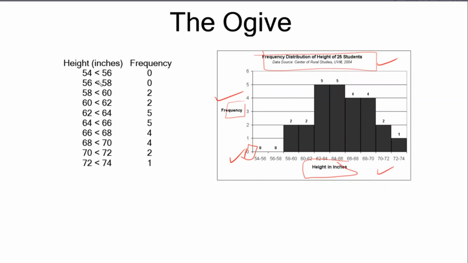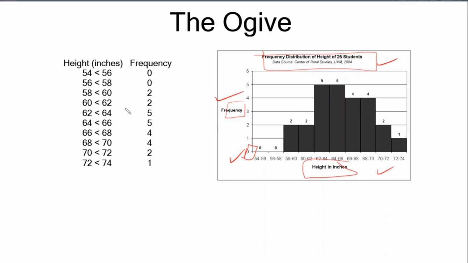So what we can see here is some information between 54 and 56 inches. There are no students of this height, nor are there students in the bin height 56 to 58. But there are two that are in the height 58 to 60, and so on and so forth. We've already been over this, so I'm just going to go over this relatively quickly.